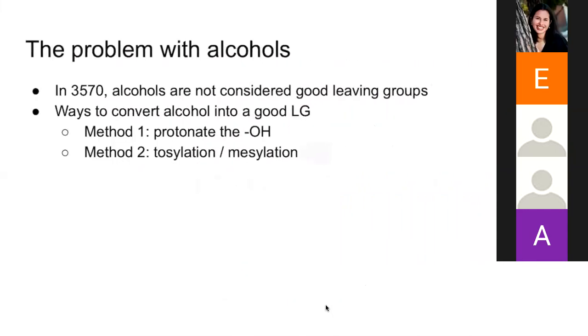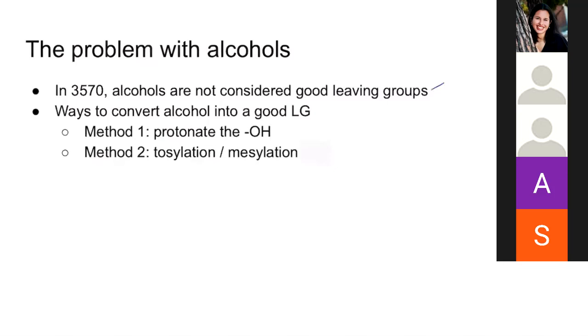So in Chem 3570, alcohols aren't considered good leaving groups. And would somebody be willing to unmute or type in the chat and talk about maybe why they think alcohols would not be so great to leave in any of the four main reactions we've covered so far? Because they're strong bases. Excellent, Emma. Perfect. They're strong bases, as Emma said, and so they're not going to be very stable with a negative charge. So you wouldn't want to just kick them off of a compound. And yeah, OH is not stable.